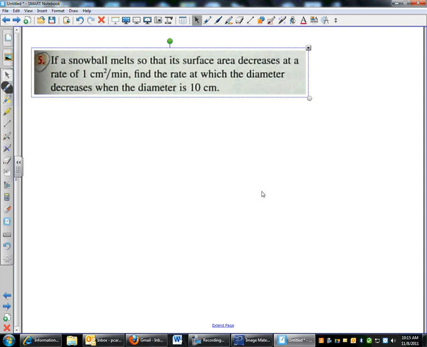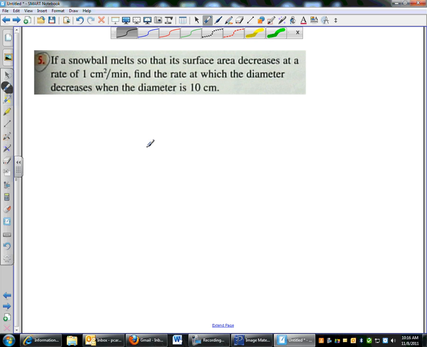All right. Number 5, a snowball melts so that its surface area decreases at a certain rate. Now, you probably had to do some fishing to get the surface area of a sphere. Do y'all know what it is? It is 4 pi r squared. That is a formula for the surface area of a sphere.